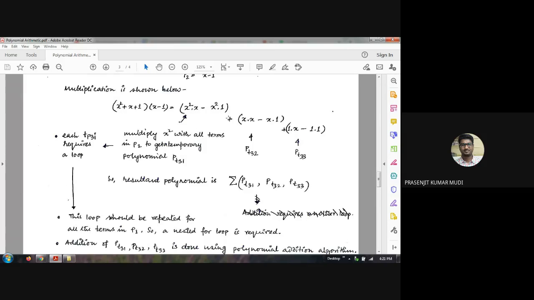Okay, so this summation is done. It is possible. Now let's have a closer look at how we shall construct each of these temporary polynomials. Each of these temporary polynomials is nothing but the multiplication of one term in poly 1 with all the terms in poly 2.